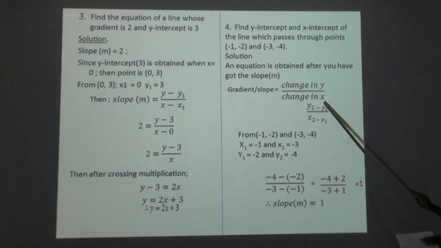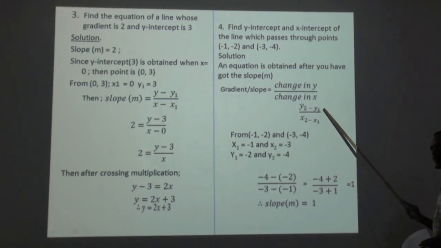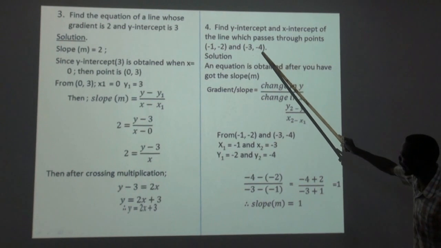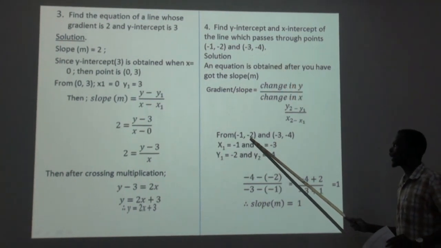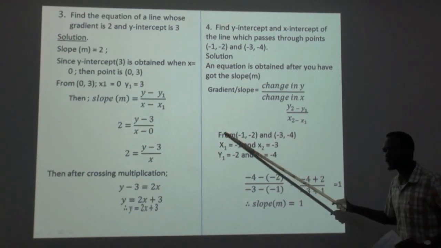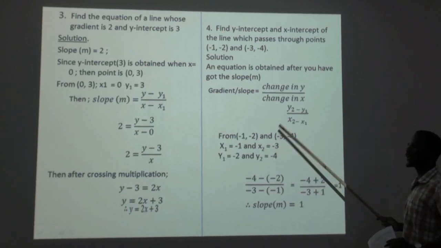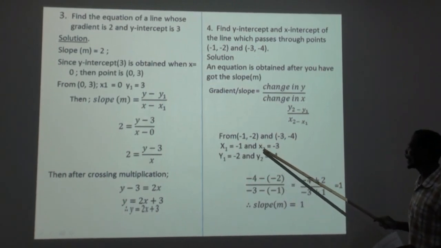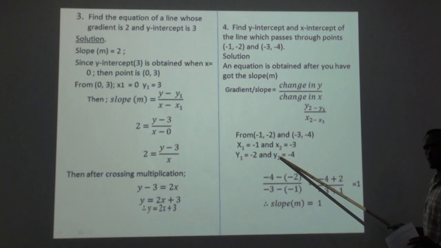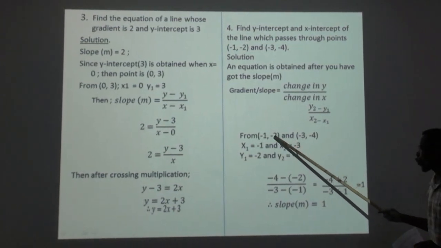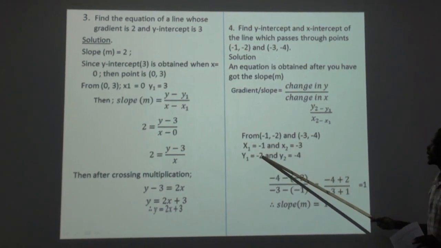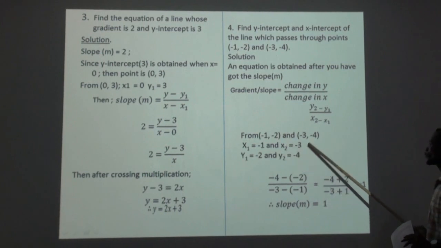If that is the case, change in y is equal to y2 minus y1. Change in x is equal to x2 minus x1. From the points that we have here, we have negative 1 comma negative 2 and we have negative 3 comma negative 4. These are our points. It is now from here we can find x1, here it is. We can find x2, here it is. We can find y1, here it is. And we can find y2, here it is. Now you have x1 negative 1, x2 negative 3, y1 negative 2, y2 negative 4.